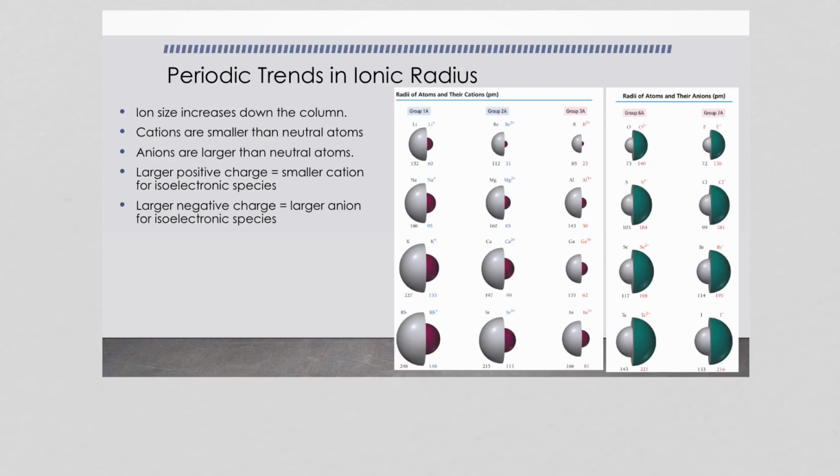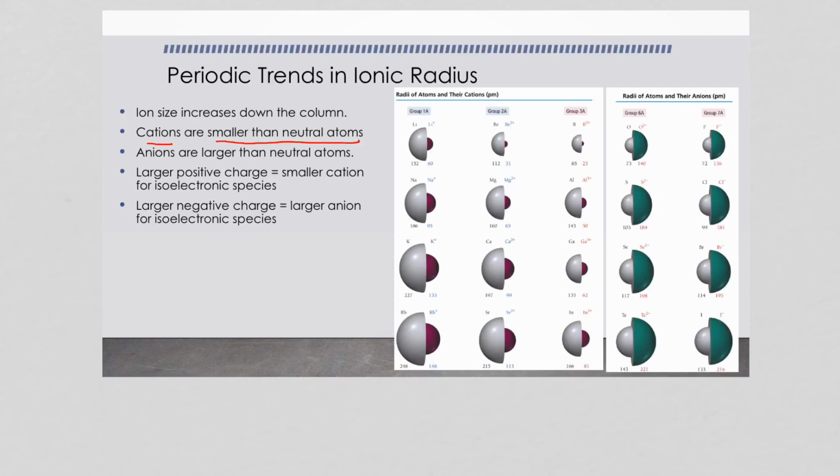Okay, so let's talk about ionic radius. So we talked about atomic radius, so neutral atoms, but what about ionic radius? Well, there's a couple of things to think about here. Are we talking about positive ions or negative ions? So let's look at positive ions. So the first thing to understand is that positive ions or cations are always smaller than the neutral atom.